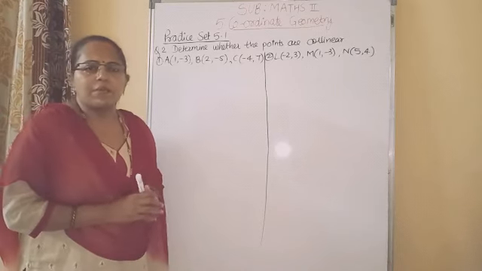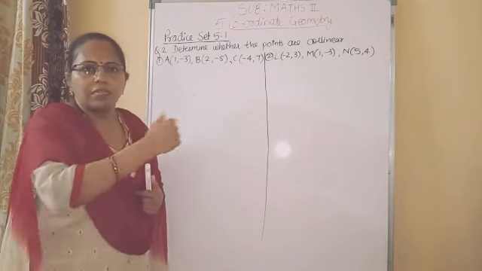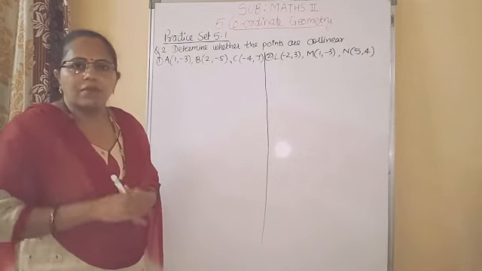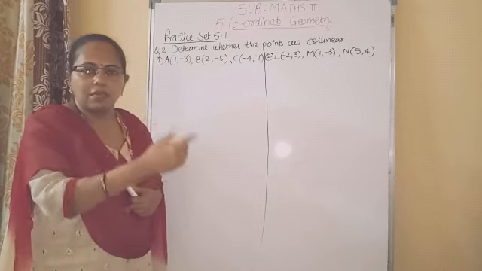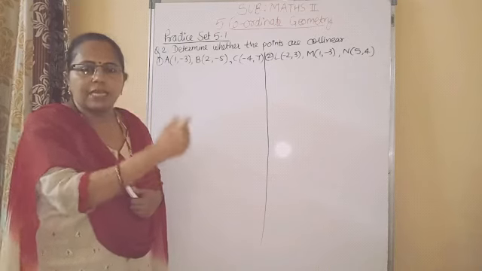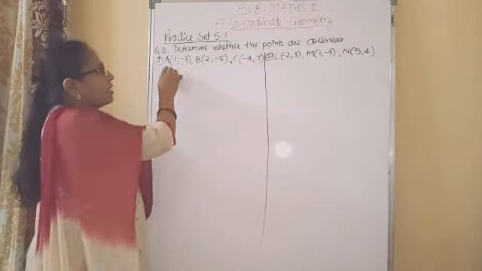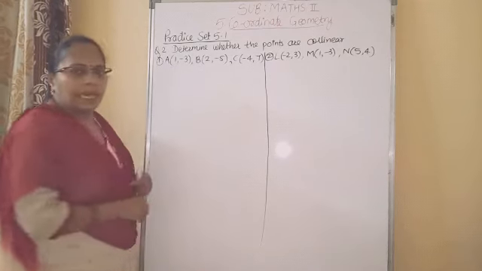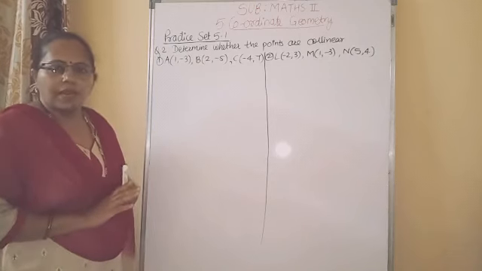Students, we studied betweenness in 9th standard. If three points are on the same line, meaning they are collinear, then they have the relation A-B-C. If A-B-C, that means B is between A and C, then we will have the relation AB plus BC is equal to AC, if they are collinear. Okay.